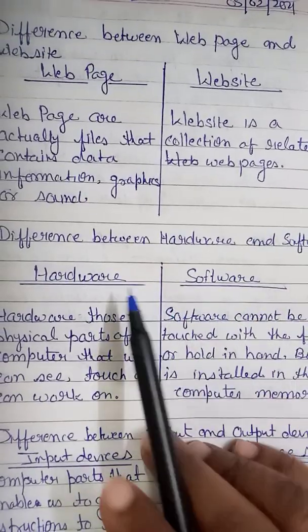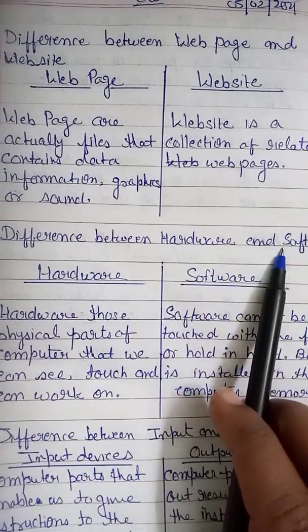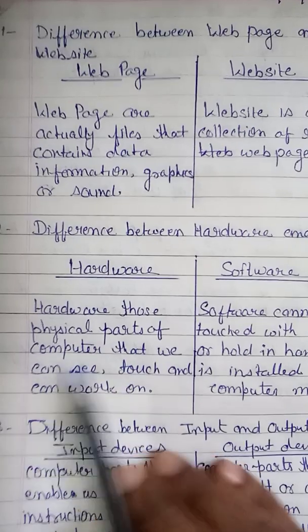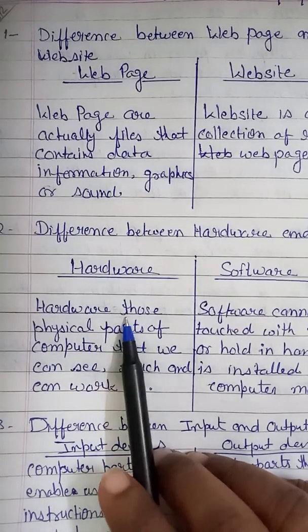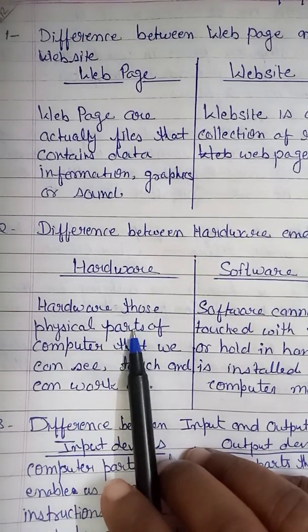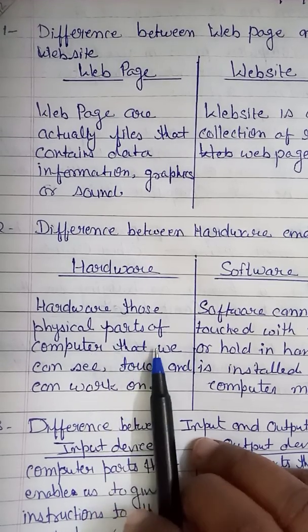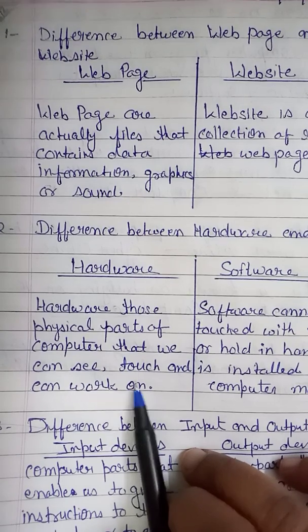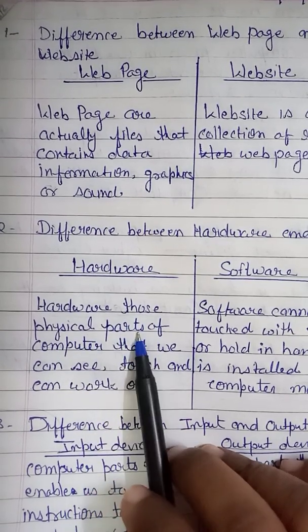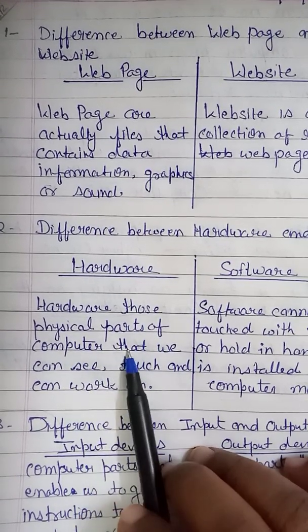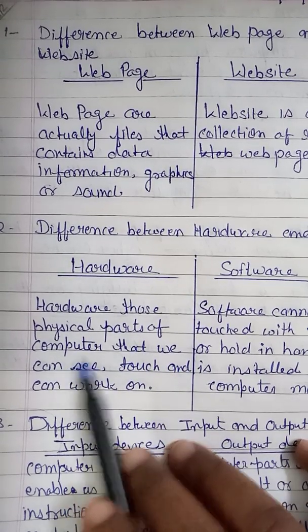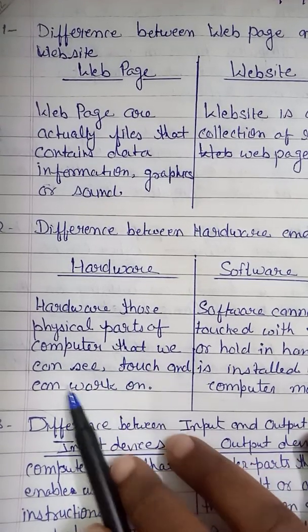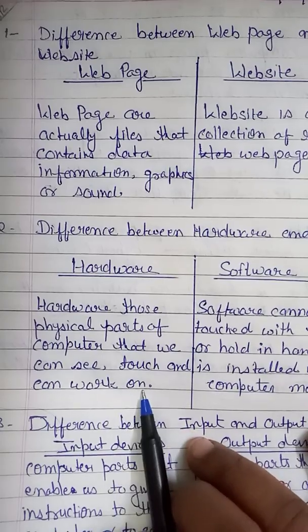Now number 2, difference between hardware and software. What is hardware? Hardware, those physical part of computer that we can see, touch and can work on.